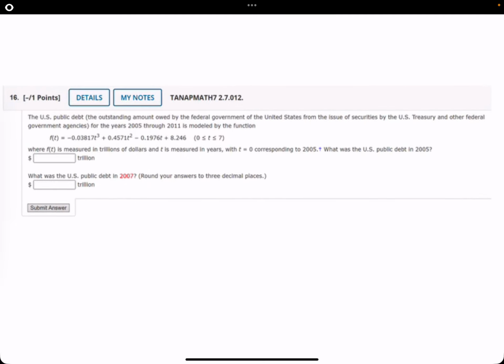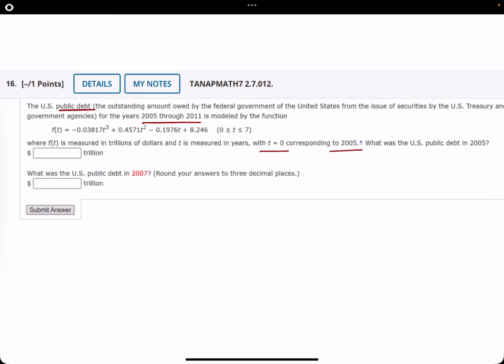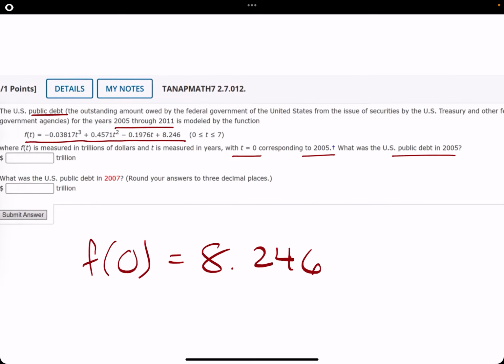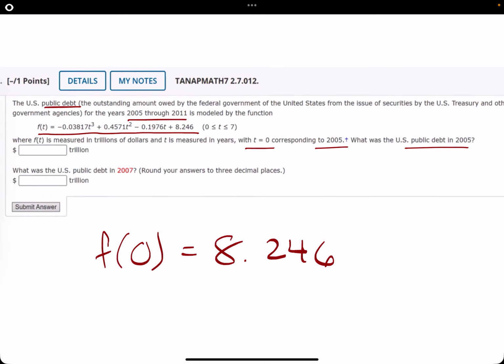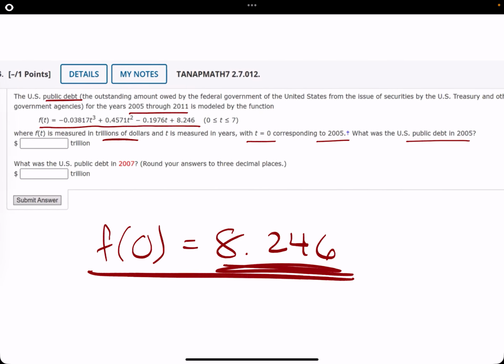Last one. We have a function representing the U.S. public debt from 2005 to 2011. So 2005 corresponds to t equals 0, and they ask what's the debt in 2005. So really that just means plug in 0 into that function. So that's just f of 0. And you get 8.246, and it's already represented in trillions, I'm assuming. Yep, so measured in trillions of dollars. So this should be our answer to the first one.